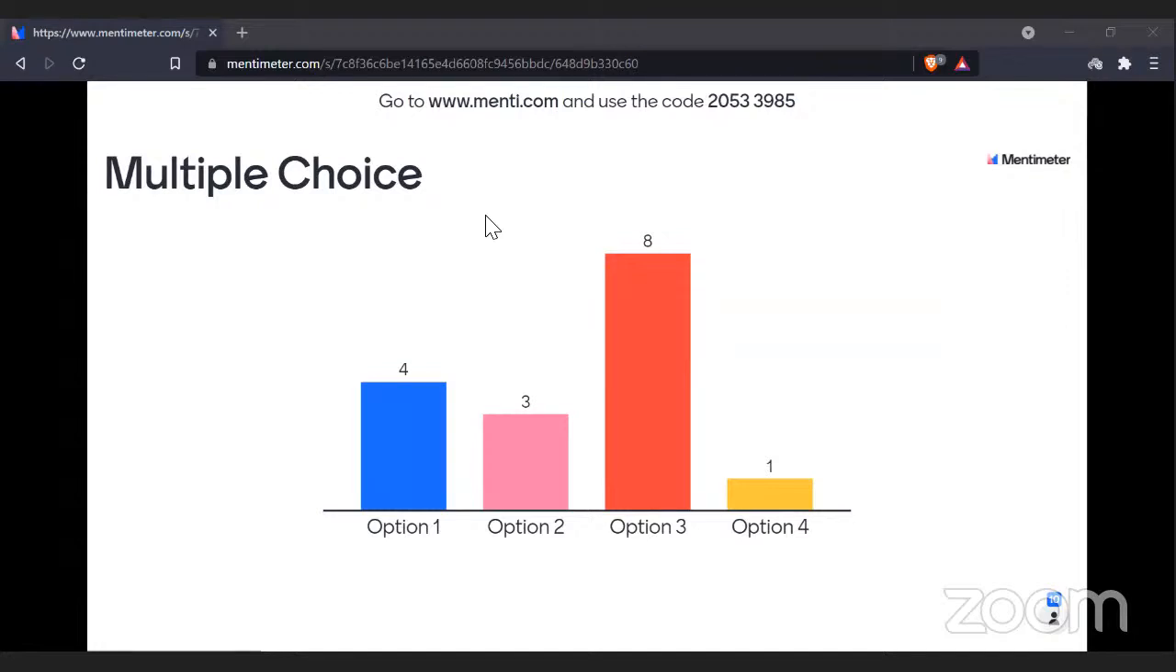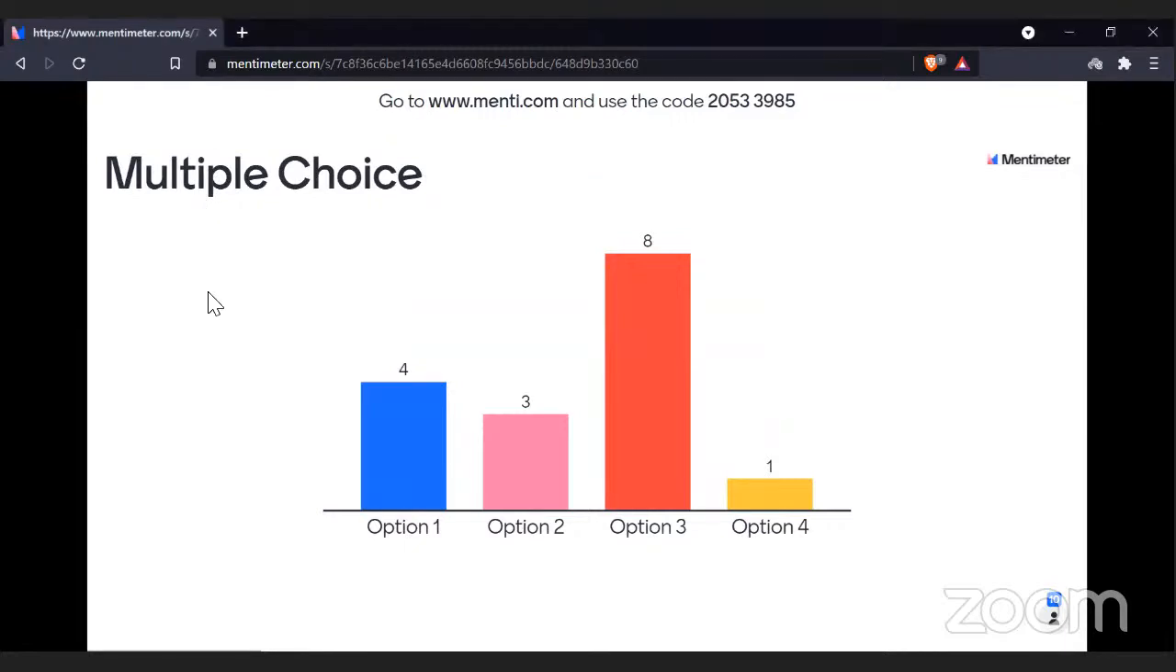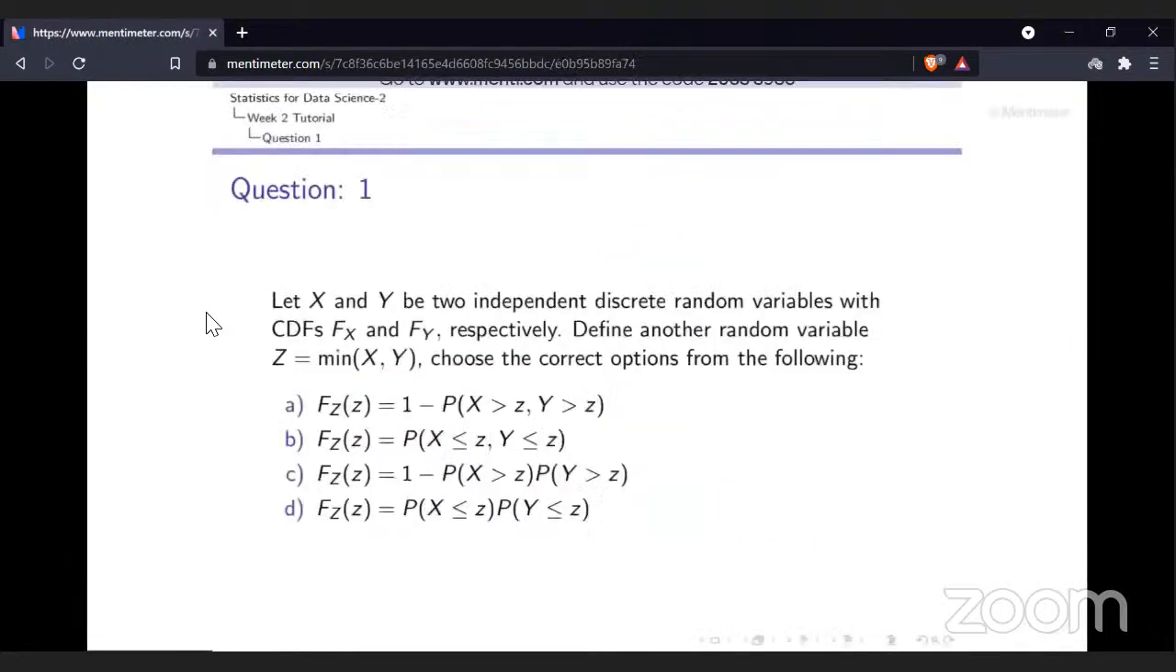So most of the people have answered option 3. Nobody wants to explain. Okay, let's see the question. We are trying to find the minimum value. We do not have a direct CDF for the minimum, so what we are doing is finding the complement of the maximum. The borderline is equal to z and we are excluding that. So we are doing 1 minus probability of X greater than z, Y greater than z.